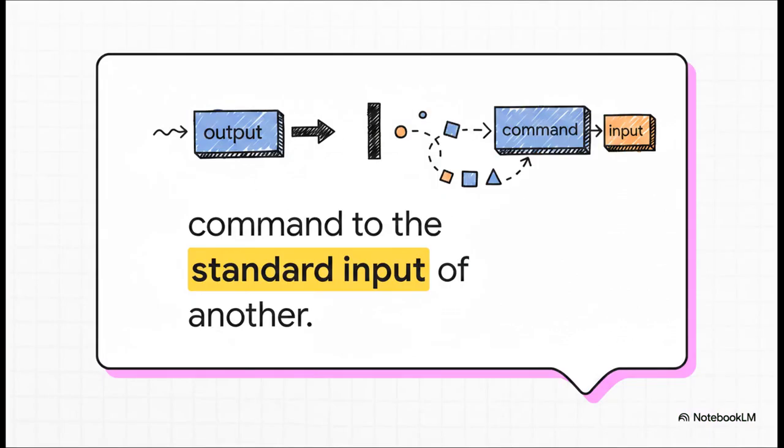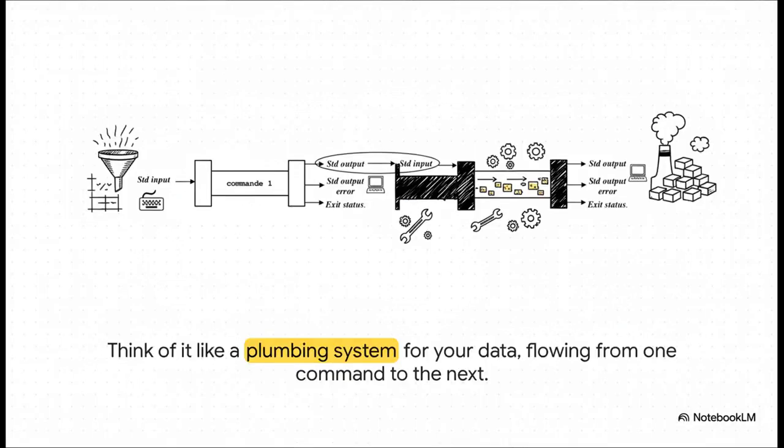So here's the big idea. Normally, a command just prints its results to your screen, but a pipe, that's that vertical bar symbol, it intercepts that result and feeds it directly into a second command as its input. And this image visualizes it perfectly. It's like a little plumbing system for your data. The output of that first command doesn't even hit the screen. It flows right through the pipe and becomes the input for the next one. It's like a data assembly line you build on the fly.